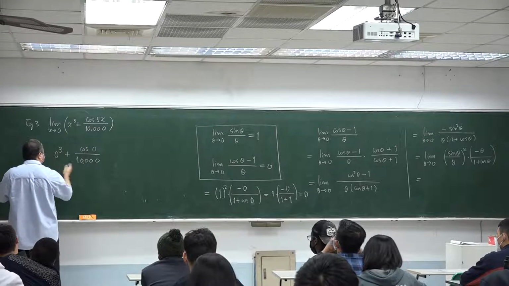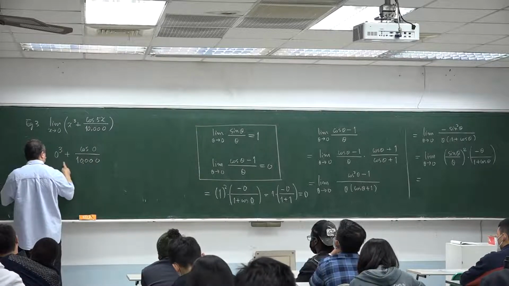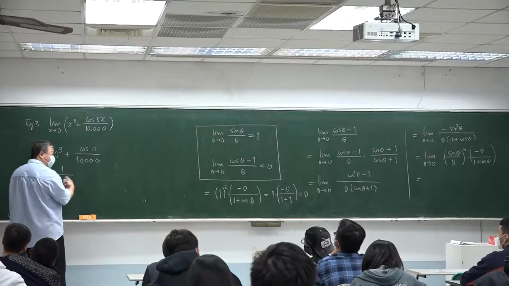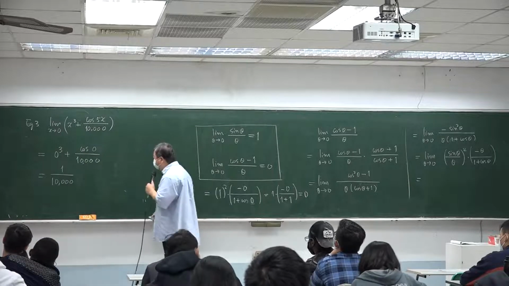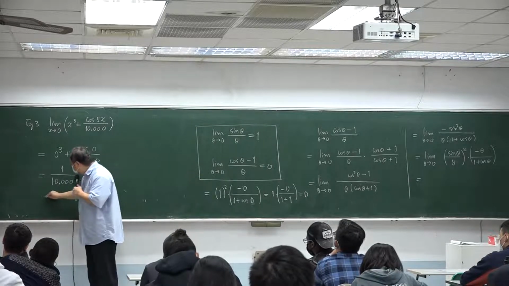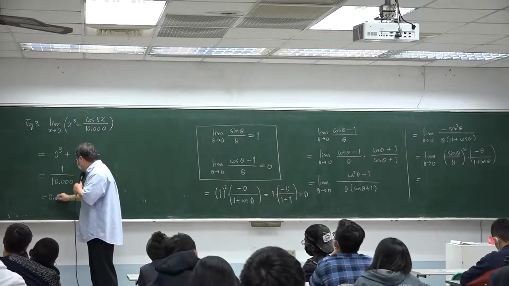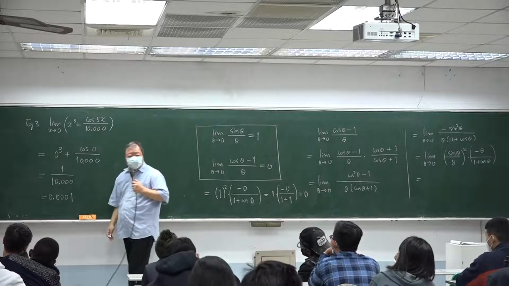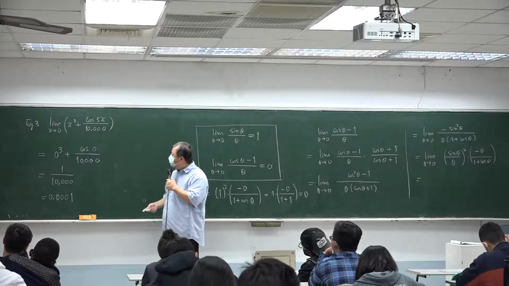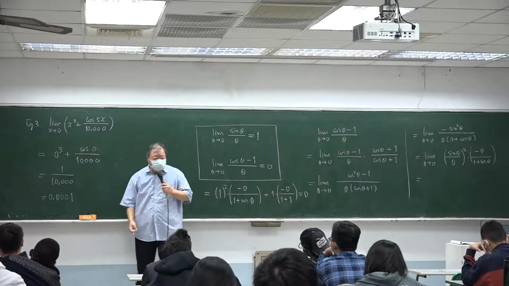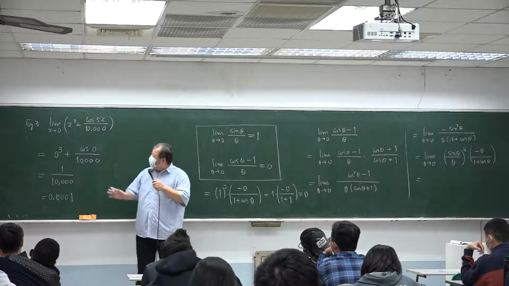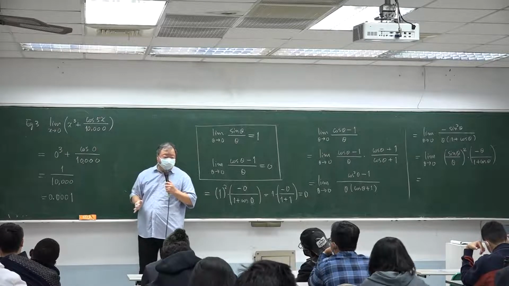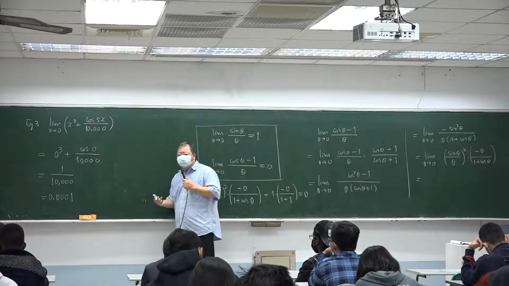10,000. So the answer should be 1/10,000, or 0. How many zeros? 1, 2, 3, then 1. If you use a calculator, you might guess, oh, the limit is so small, so the limit is 0. But because the denominator is too large, it will lead you in a wrong direction. So the calculator may fool you.